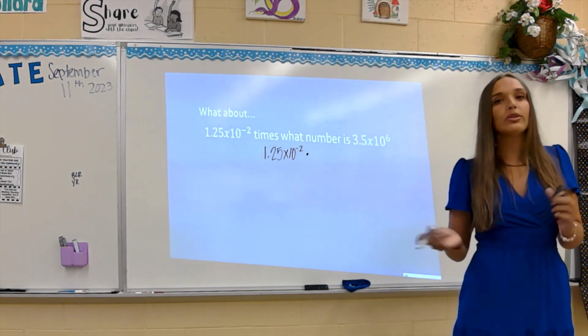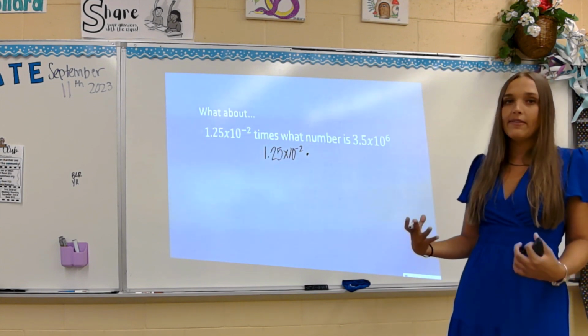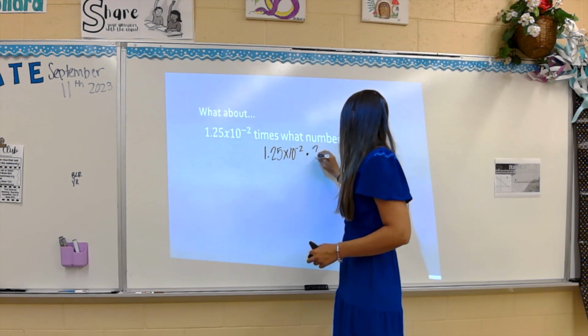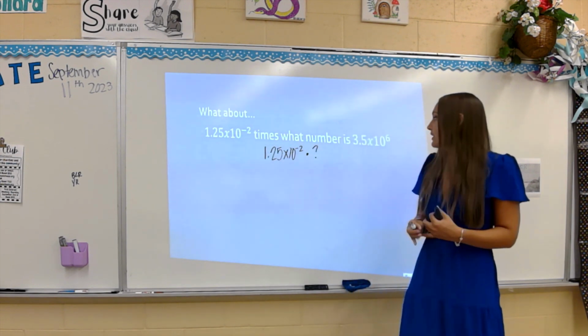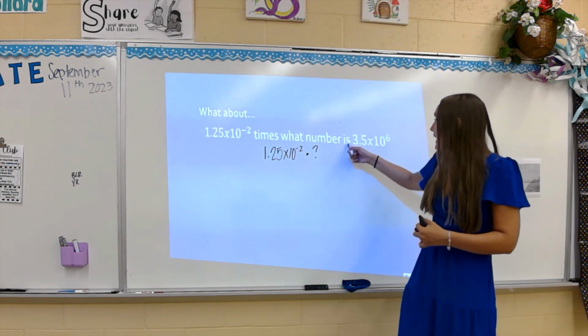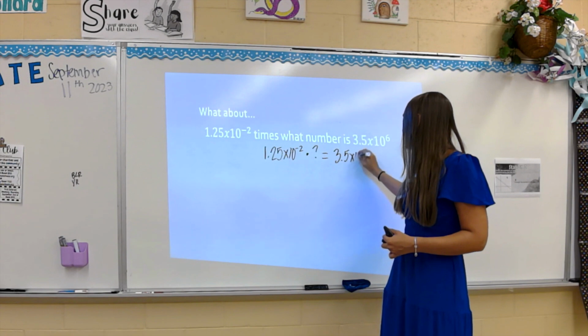It says what number. So you can use any variable. Usually we use x as our variable, but you could use any variable. I'm just going to stick to a question mark. I know that's not very normal for problems, but that's what I'm looking for. So it could be a variable, it could be a question mark. Is 3.5 times 10 to the sixth.